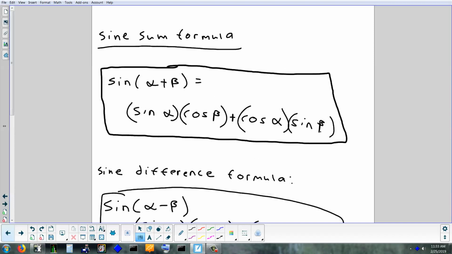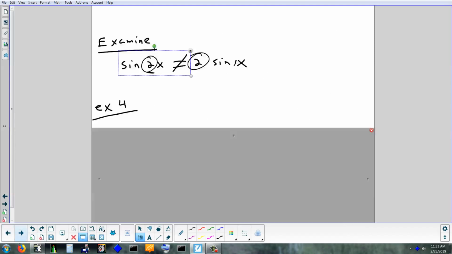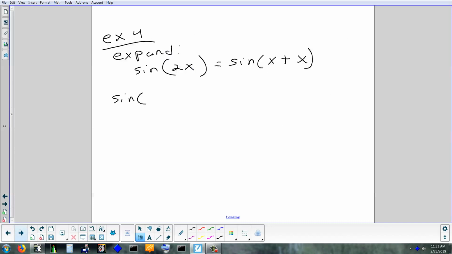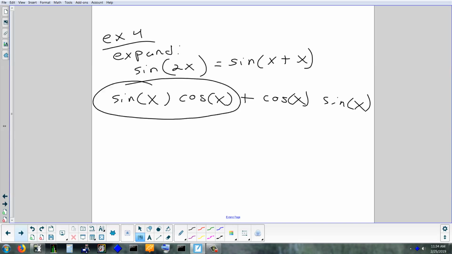Sine of a sum: sine cosine plus cosine sine. Right. So let's write that down. Sine cosine plus cosine sine. And now it's first, second, but they're the same. The first one is x, the second one is x. So here, you have sine times cosine. Here, cosine times sine.